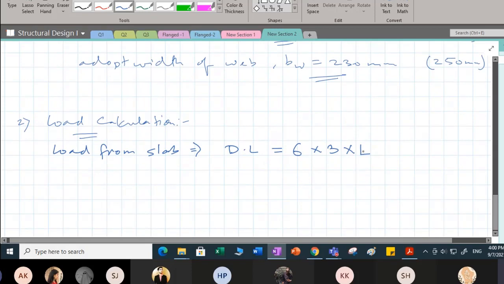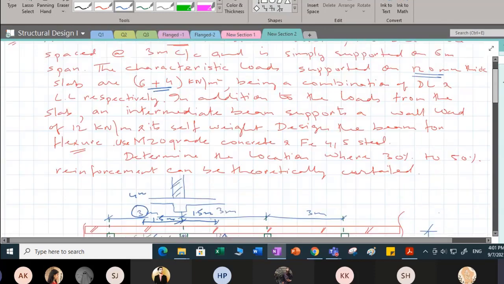If you see this unit, this is in kilonewton, but I would like to know what is the load in terms of kilonewton per meter. So I'll divide this by L, so this L cancels out. Instead of multiplying L, I can directly write 6 into 3, which is going to give me 18 kilonewton per meter.